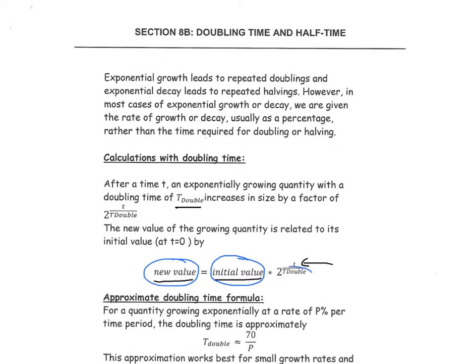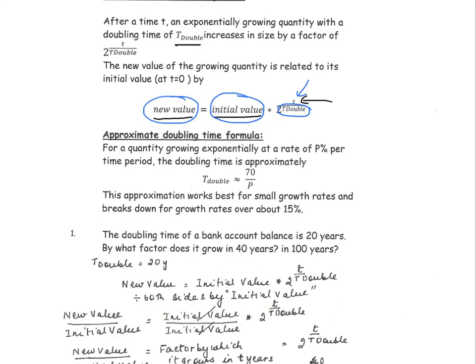T double, really quickly again, is the doubling time, and the lowercase letter t is for a specific time in the process. So the first formula that we've come across is this. The new value, I'm just going to call it N, is equal to the initial value I times 2 to the specific time t over the doubling time T double.